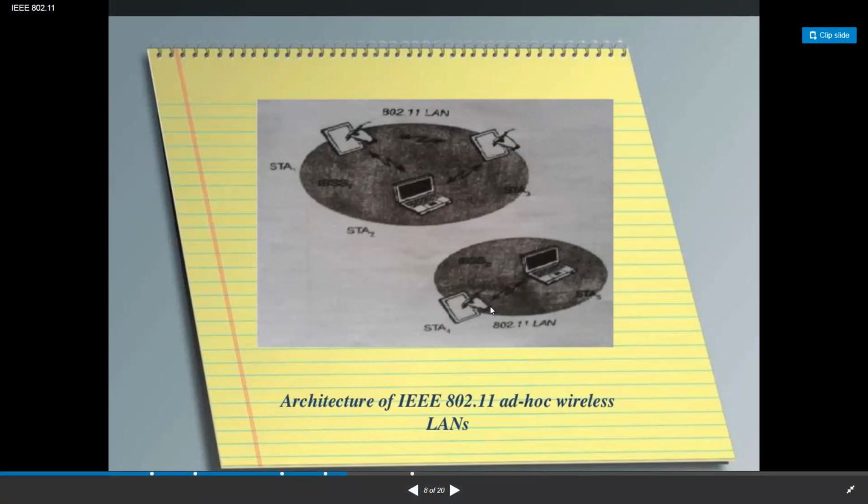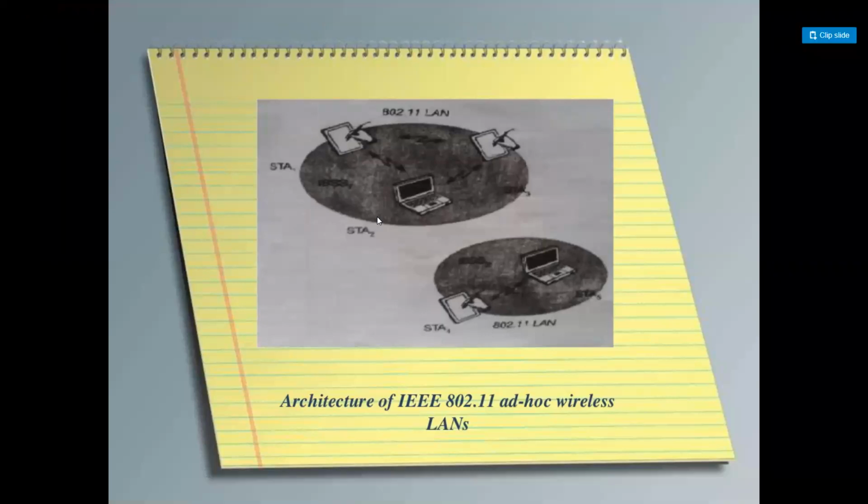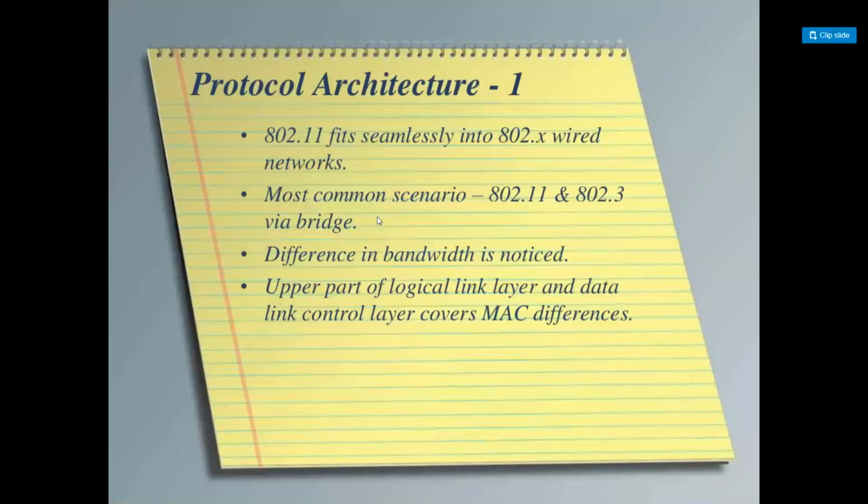IEEE 802.11 LAN. In this, two stations are connected here, station 1, station 2, like that. Here also, this is one BSS. This BSS is called IBSS, not a normal BSS, IBSS. This is known as the ad hoc wireless LAN architecture.